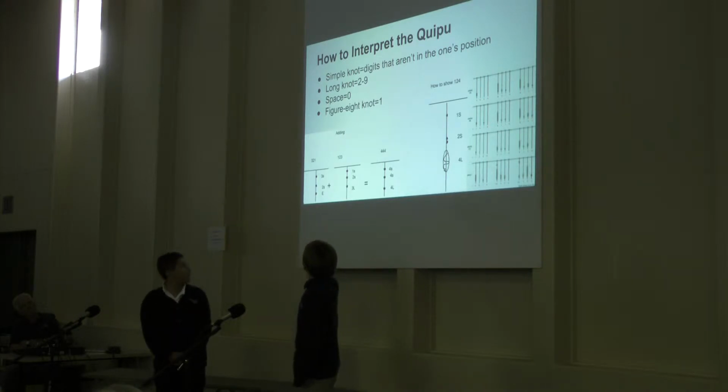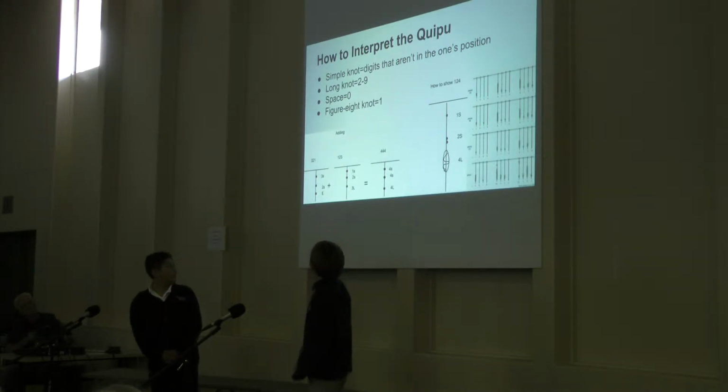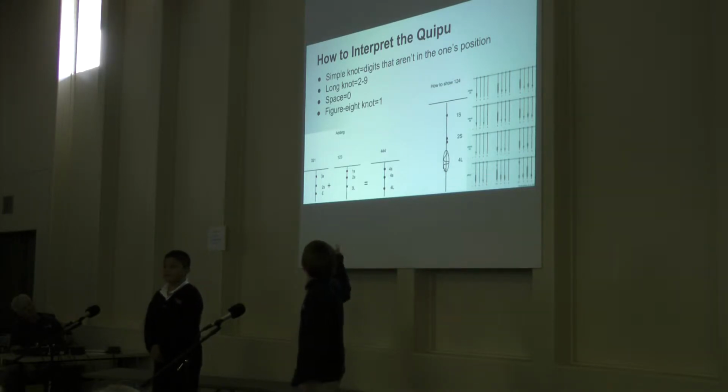Here we have 321 plus 123 is 444. So you would do 3 simple knots, 2 simple knots, and a figure 8 knot, plus 1 simple knot, 2 simple knots, and a long knot with 3 turns equals 4 simple knots, 4 simple knots, and a long knot with 4 turns.